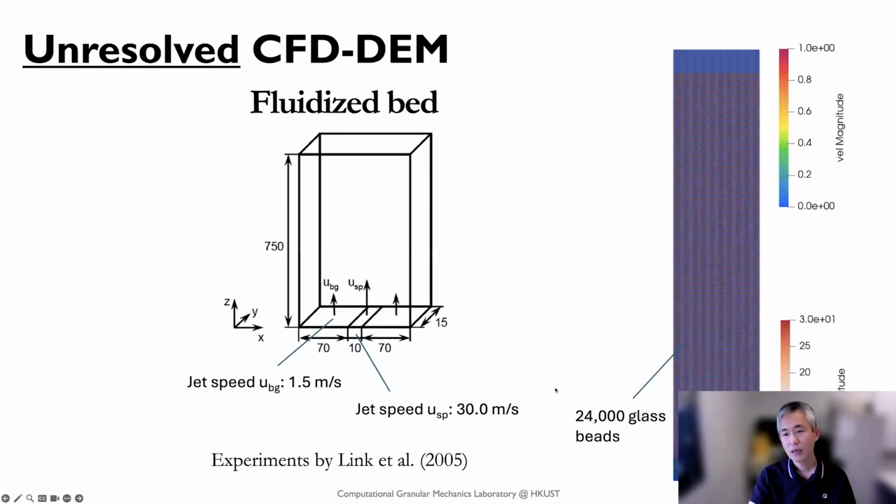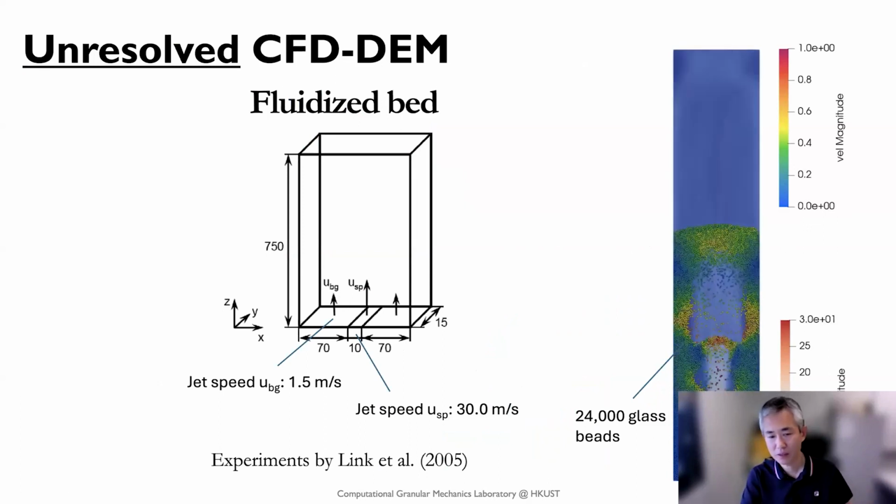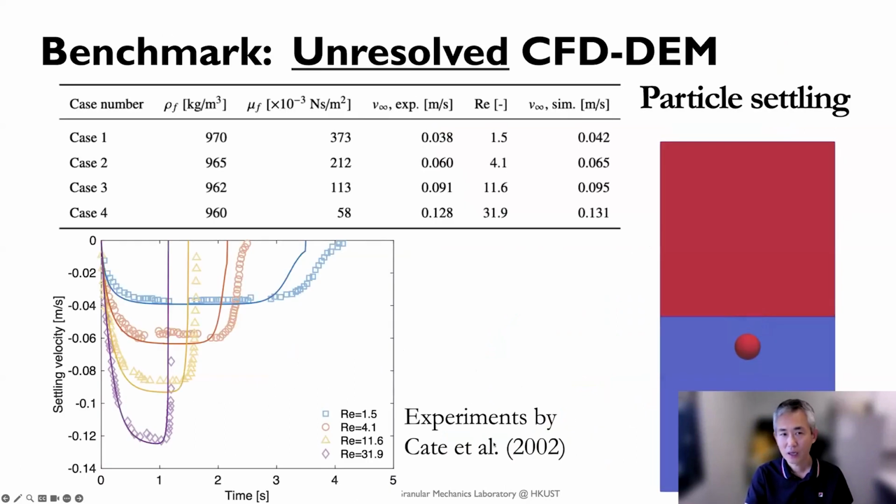Yeah. And some validation. First, for unresolved CFD, we can use another example, which is basically a fluidized bed, which is quite popular in chemical engineering, and we compare that with the experiments found here. And also for the unresolved, we can use different terminal velocities for settling here, and compare with experiments here.